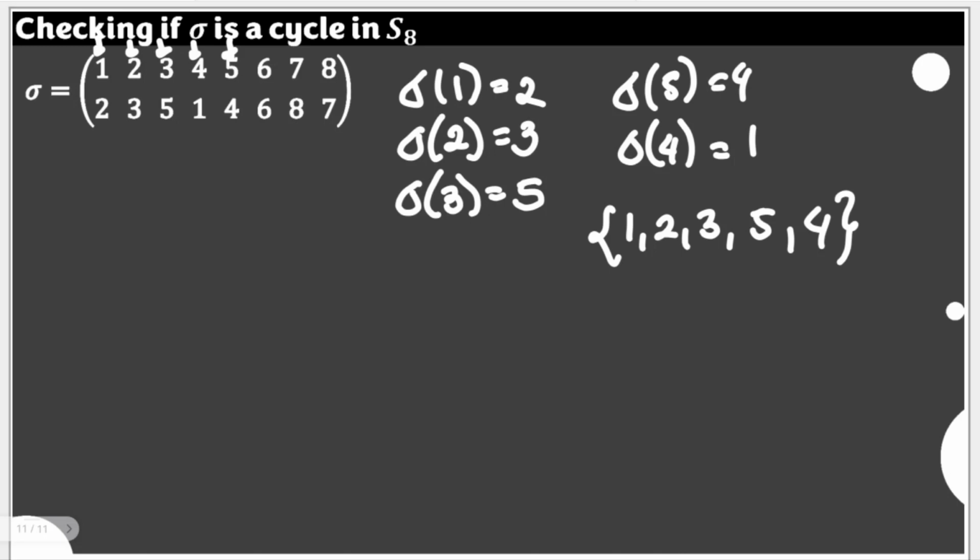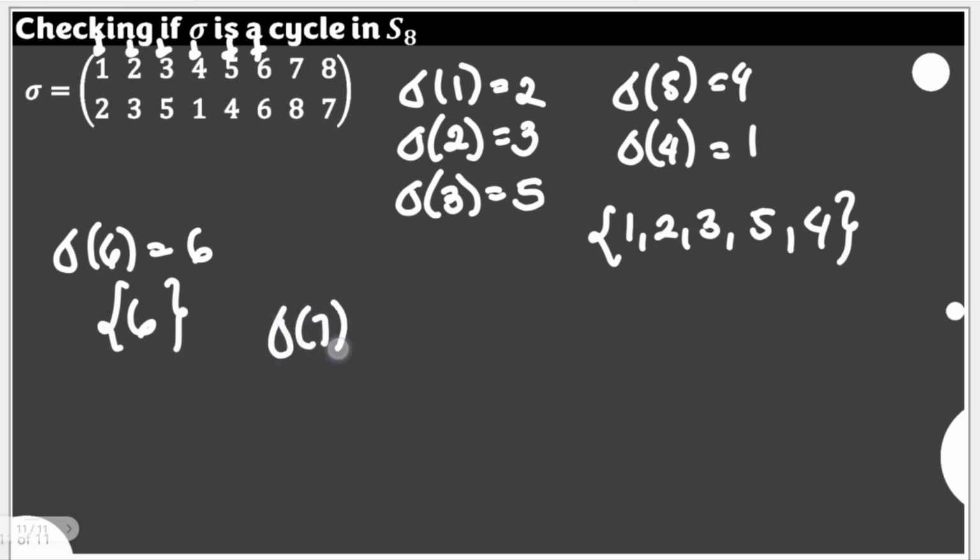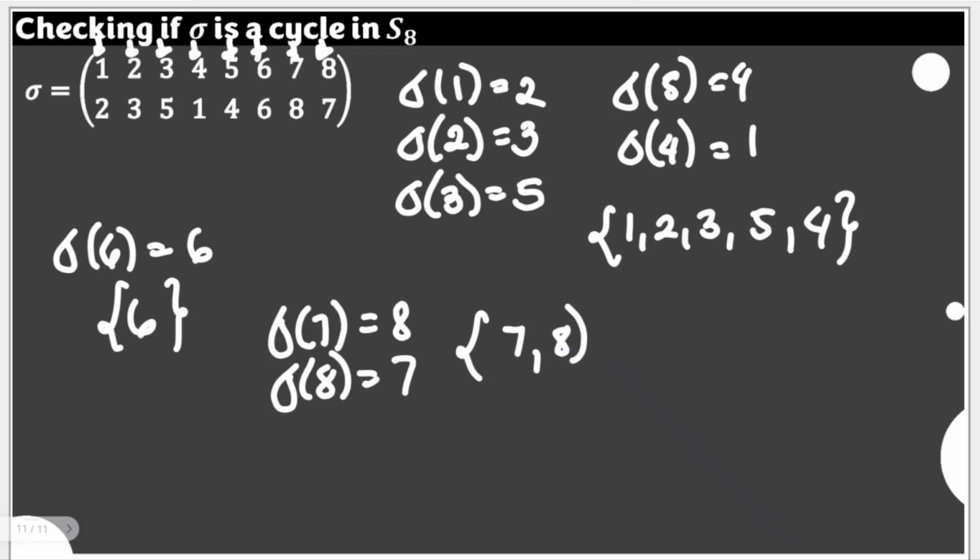We are not yet done because we still have 6. 6 is just being mapped to 6, hence the orbit is just a set containing 6. For 7, as you can see here, 7 is being mapped to 8. And if we continue, 8 is also mapped to 7. So the remaining orbit is the orbit containing 7 and 8. Now we are done with all the orbits.